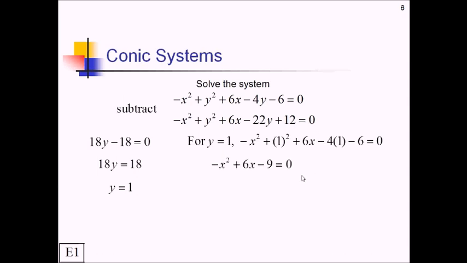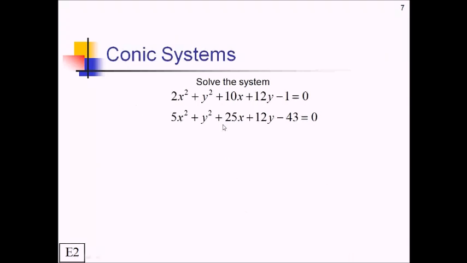Make our lives easier. Let's multiply everything by negative 1. So that'll be positive x squared minus 6x plus 9. We've got two perfect squares. This should factor into x minus 3 quantity squared. And just to double check, if we multiply x and negative 3 and double it, that does give us negative 6. So that means x is going to be 3. So our only point on this one is going to be 3, comma 1.